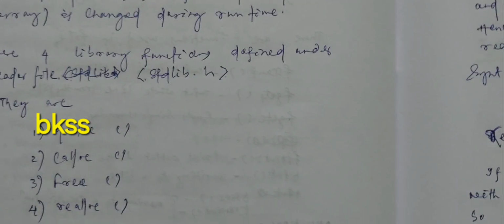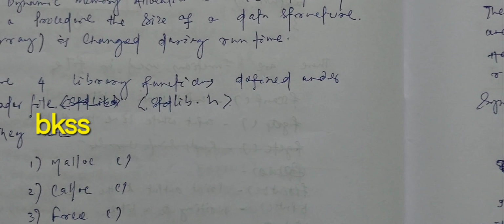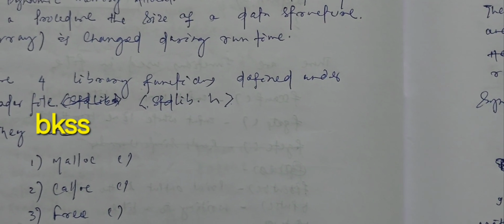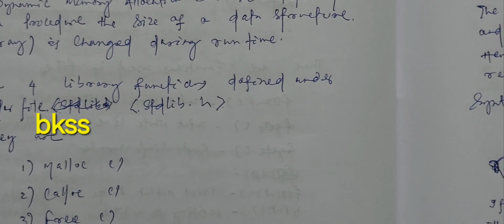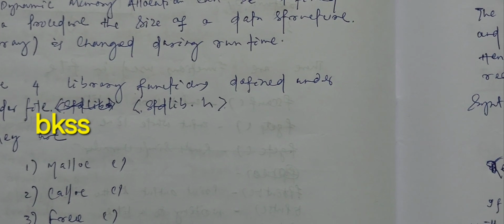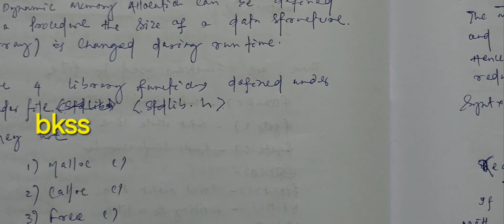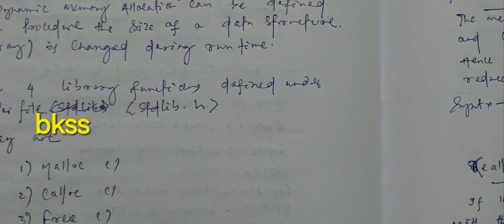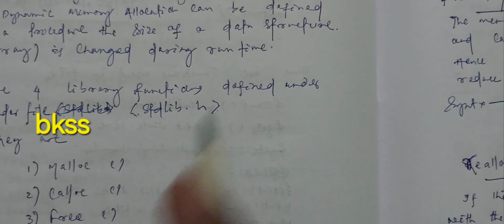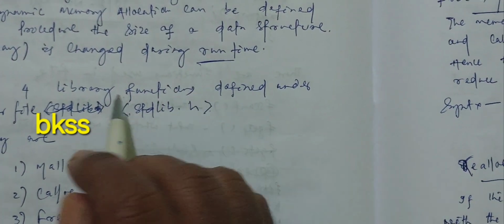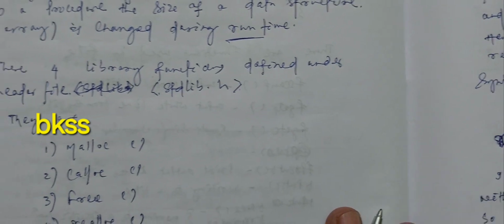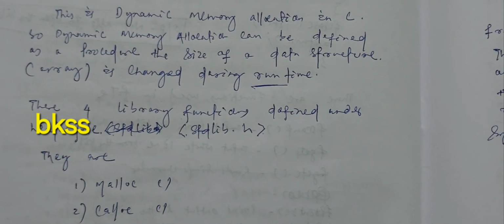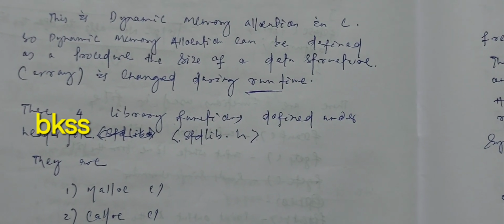This is dynamic memory allocation in C, which can be defined as a procedure where the size of a data structure like an array is changed during runtime. What I had told, this is what dynamic memory allocation is, the procedure in which we change the size of the array during runtime.